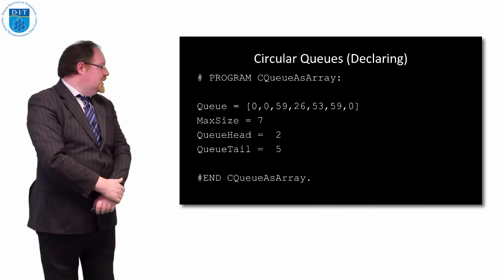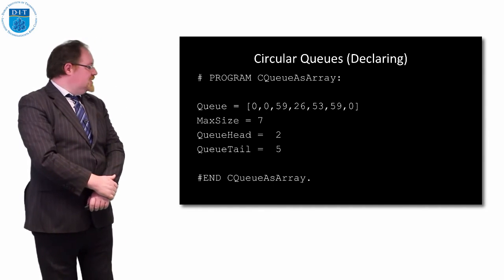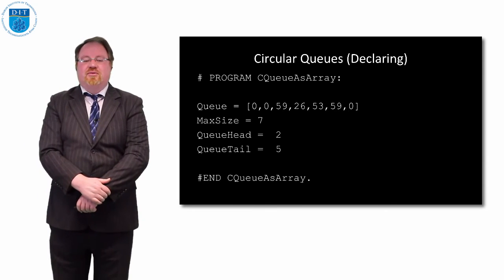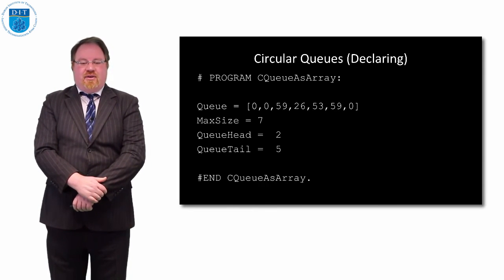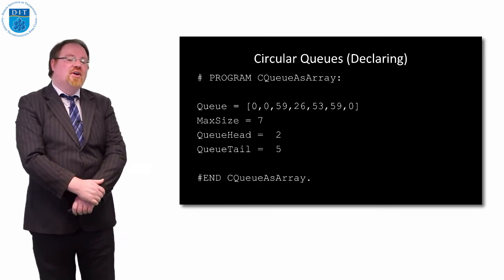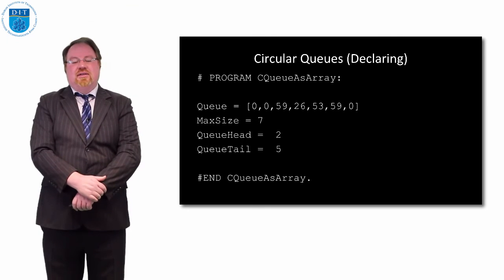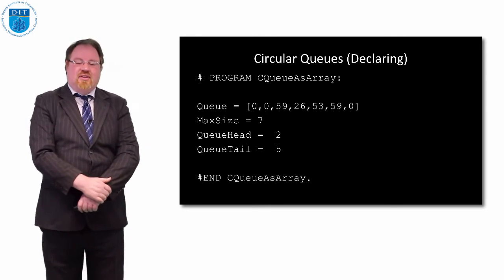It's 7 elements long, but the first and second elements, elements 0 and 1, are blank. Then the first element, which is the QHead, is element number 2, value 59. Element number 3 is 26, element number 4 is 53, and then element number 5, which is the QTail in this case, is 59, and element number 6, the 7th element of the queue, is empty.